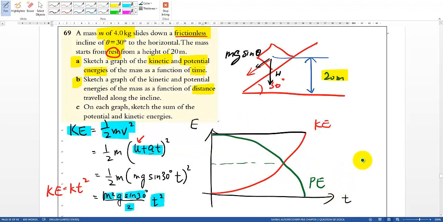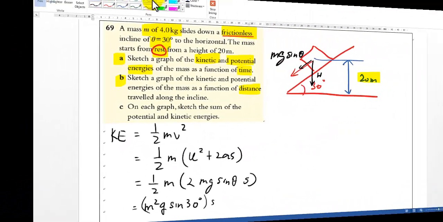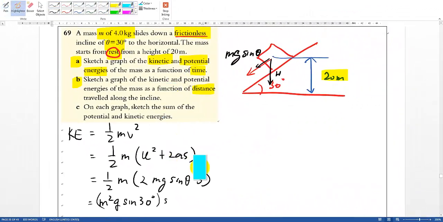And of course, if you really want to find the expression for potential energy, you can do a similar thing here. Start with Pe equal to mgh, and probably you change the h with respect to the so-called distance moving along this. You should be able to do that easily. Alright, so for part B, asking you to relate the two energies with respect to distance, if you understand what I did in part A, then you should know what we should do in part B.